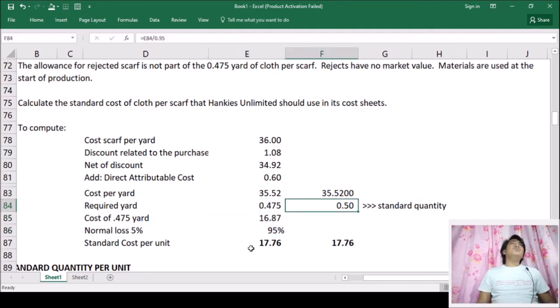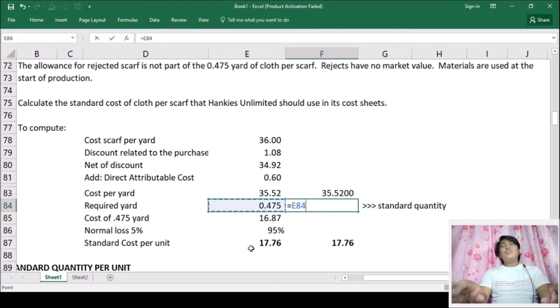Pero kung gusto mong malaman naman magkano ang standard quantity talaga related to that particular unit na produce natin. Take note, we have 35.52 the cost per yard. Okay, ito 'yon. Saan po galing itong 0.5? Itong 0.5 na to, una kung ito yung way of computing mo, dahil baka itanong, no, what is the standard quantity? Itong 0.475 is not yet the standard quantity.